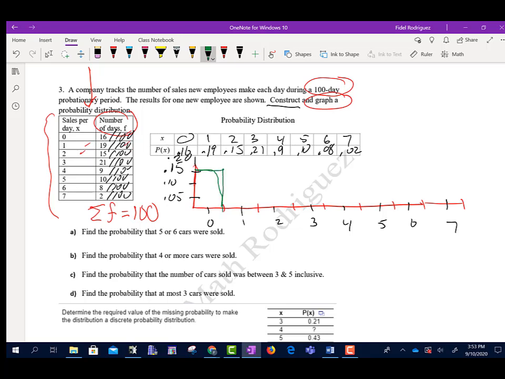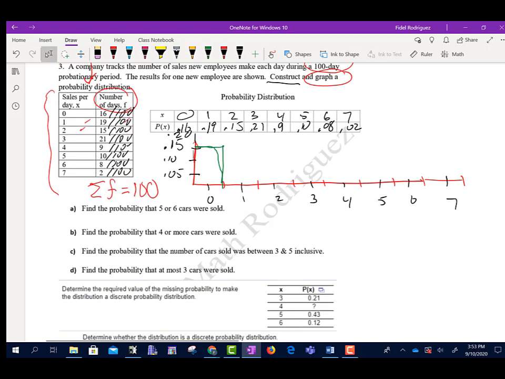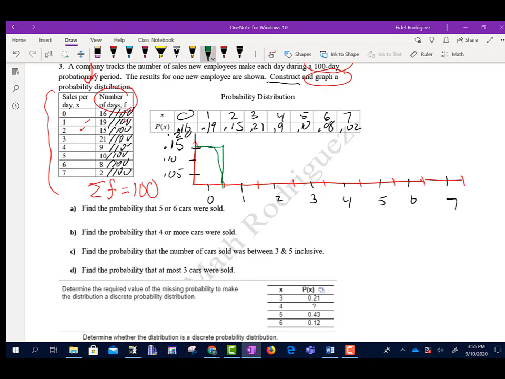At 1, I had 0.19, which is, oh, come on, pen. I don't know what's going on with this pen, guys. Sorry about that. Give me 1 second. Let me try something. All right, let's see. There we go.